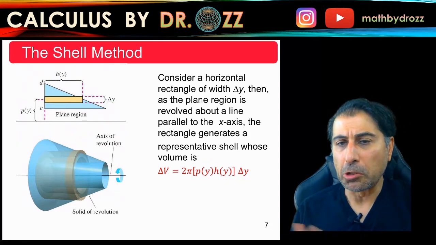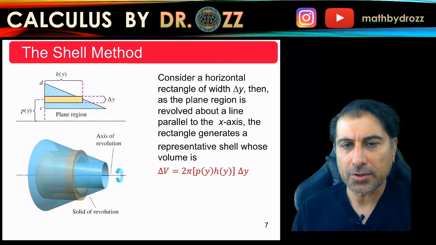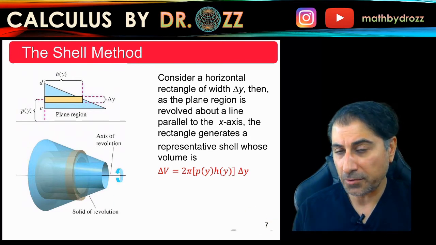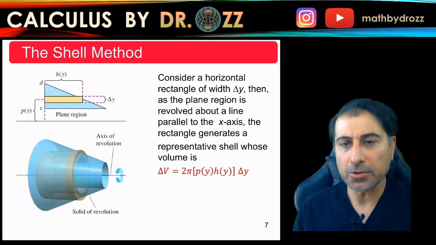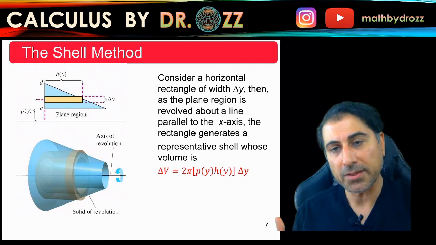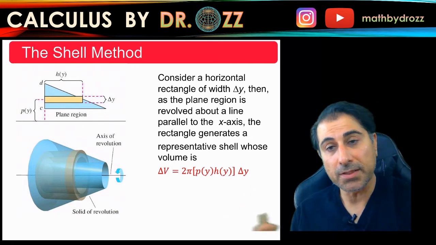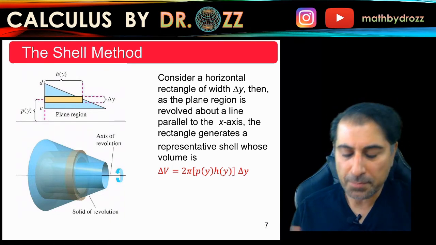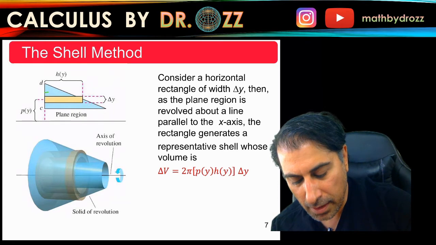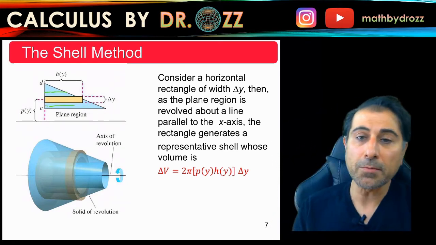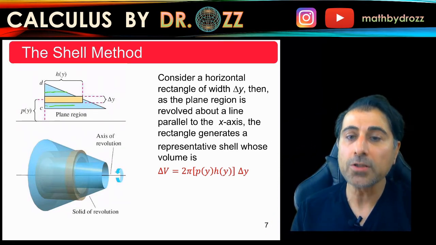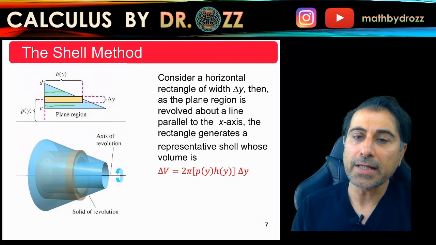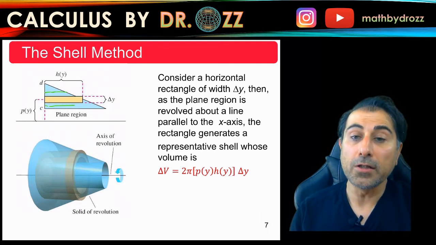And remember that the whole idea in this chapter is to first evaluate the volume of the representative, in this case a shell, before it was a disk or washer, and then get the sum, because we have a lot of rectangles within the region depending on our partition. We get the sum of those and let the norm of the partition go to 0.